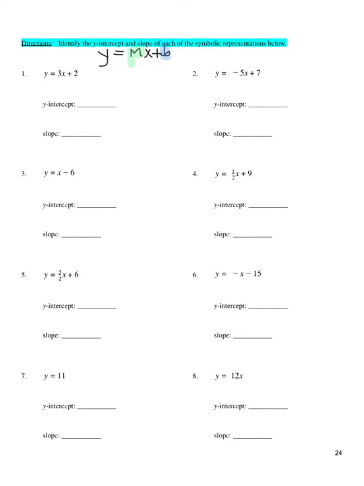So when I look at this equation, it's y equals 3x plus 2. Instead of having an m here, I have a 3. So my slope is 3 over 1. Instead of having a b, I have a 2. So my intercept is 2.